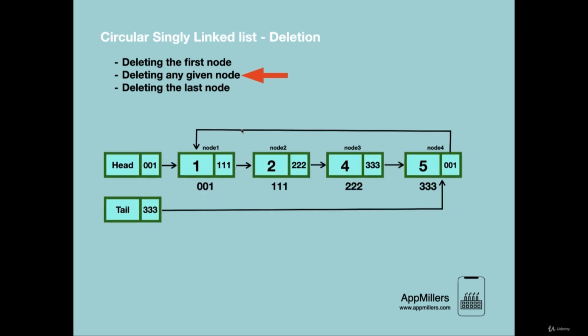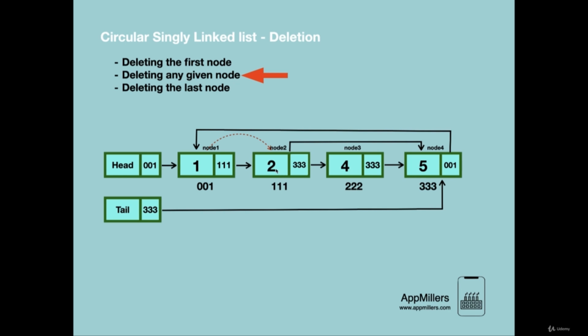Deleting of any given node from circular single linked list is similar to the single linked list. So here, for example, if we want to delete node 3 over here, all we have to do, we have to traverse from first node and come to the second node and stop here. We have to stop here, which is the node before the node that we want to delete. So the next step over here, we need to update node 2's reference to point to node 4 over here.